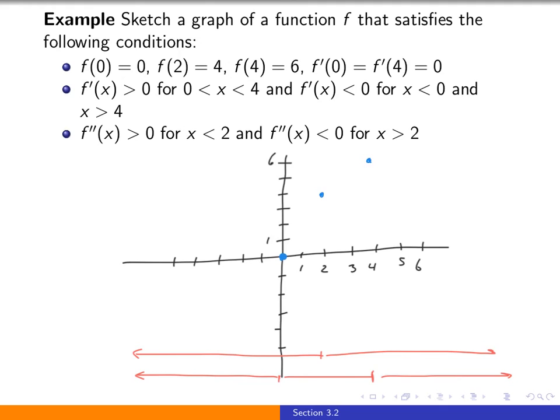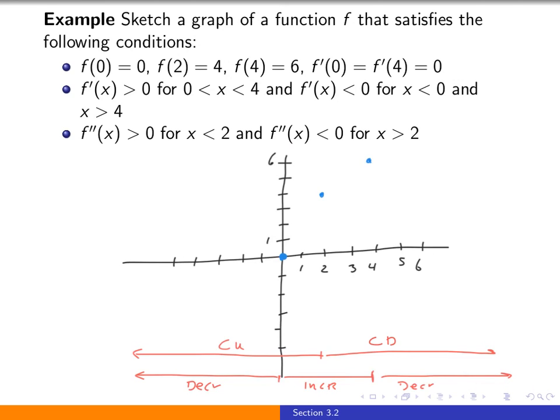The first derivative is positive for 0 to 4. So from 0 to 4 we are increasing. And it's negative to the left of 0, so decreasing, and to the right of 4. The second derivative is positive for x less than 2, which tells us our function will be concave upward. And it is negative when we are to the right of 2, which means that our function will be concave downward. So let's see if we can put this together.